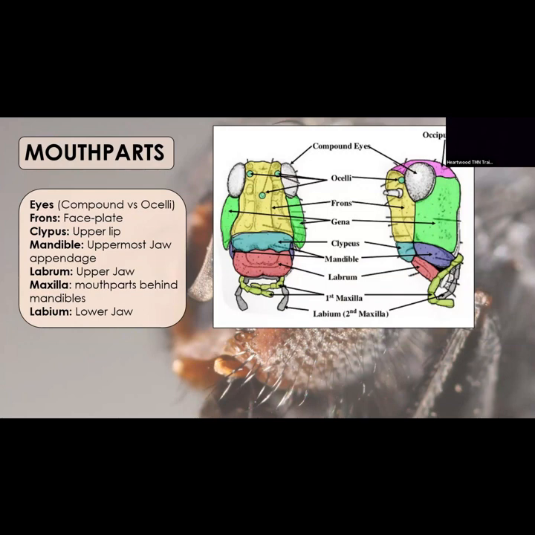See, this is what helped me. Like, okay, what is my face? The mandible is the uppermost jaw appendage, so it's normally external. The labrum is like the upper jaw or lip, and the maxilla and stuff are things behind. So these are a lot of things that get modified.